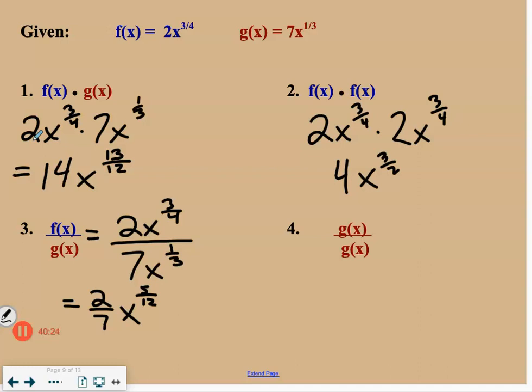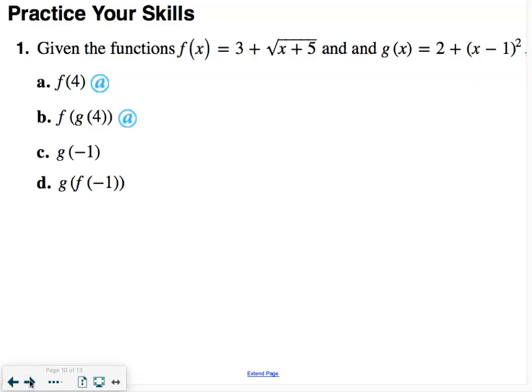All right, last one. What is anything over itself? 1. With the exception of 0, right? All right. So we are almost done. Let us just make sure we can do composition without linear functions. F of g of 4. I want you to take a minute, find f of g of 4. If you get this, we will be done, and then we can move into homework, and I'll explain what's going on.